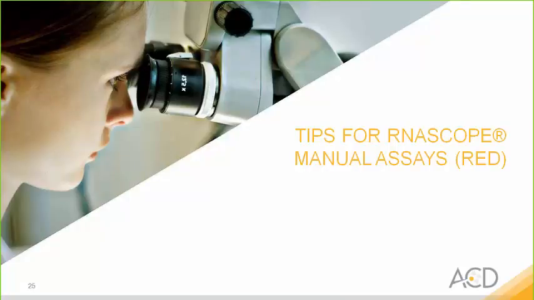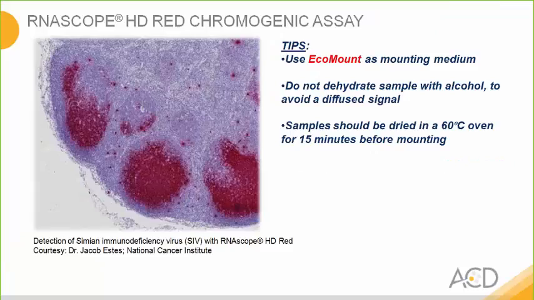So some brief tips for the RNAscope manual assays, in particular with the RED assay. Here we see the detection of simian immunodeficiency virus, or SIV, with the RNAscope HD RED chromogenic kit. It is very important that you use EcoMount as a mounting medium, and that you avoid any dehydration of the sample with alcohol, which can cause a diffusion of the signal. Rather than dehydrating with alcohol, the sample should be dried in a 60-degree oven for 15 minutes before mounting with EcoMount. The samples can be left in longer than 15 minutes to ensure that there is no moisture retained on the slide prior to mounting.